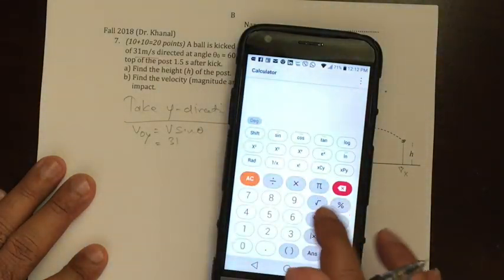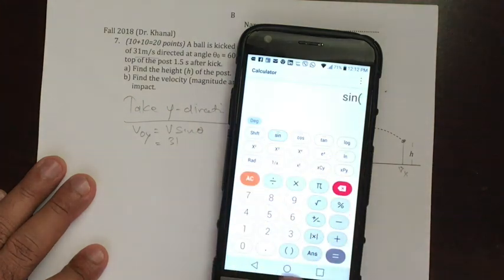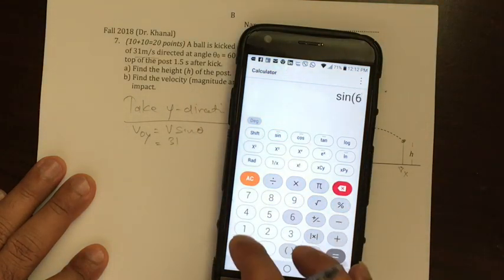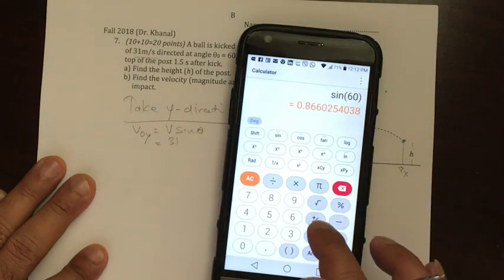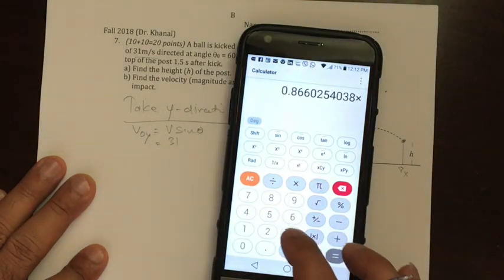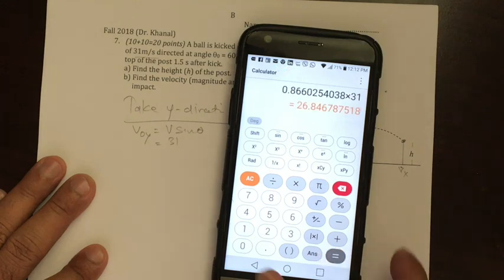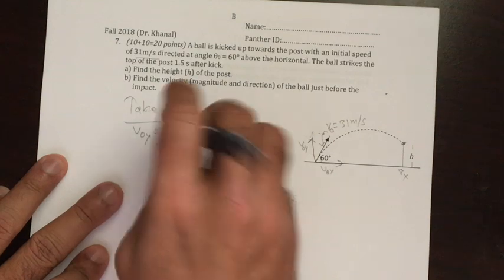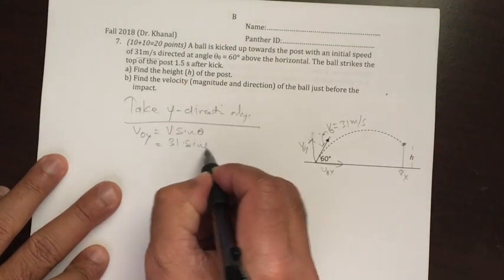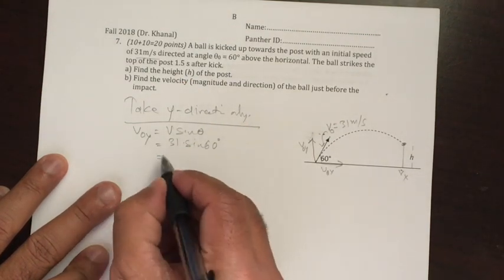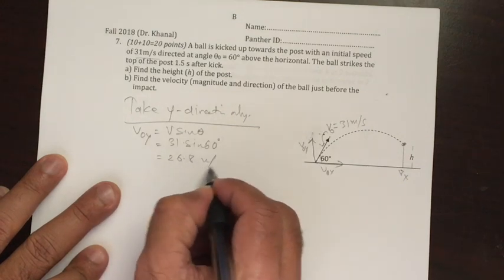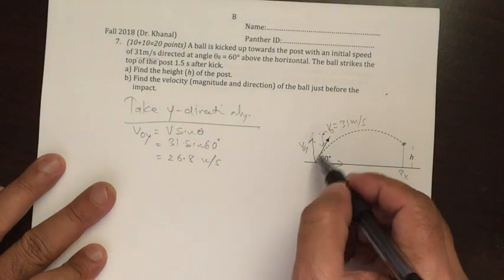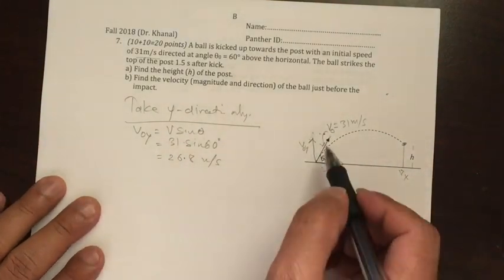So sine of 60 is 0.866, and then times 31 will give 26.85. So I'll just write here 31 times sine of 60, which is 26.8 meter per second. So this is your starting velocity.